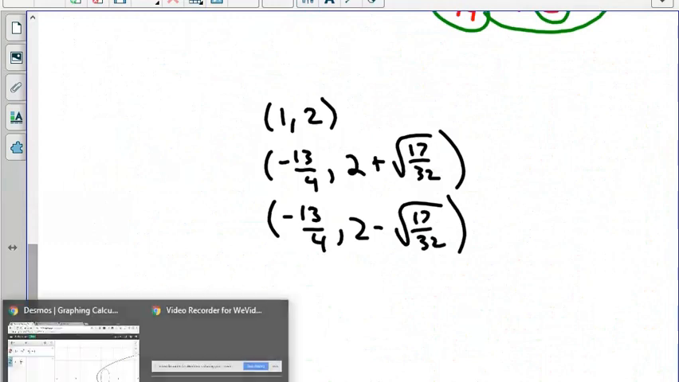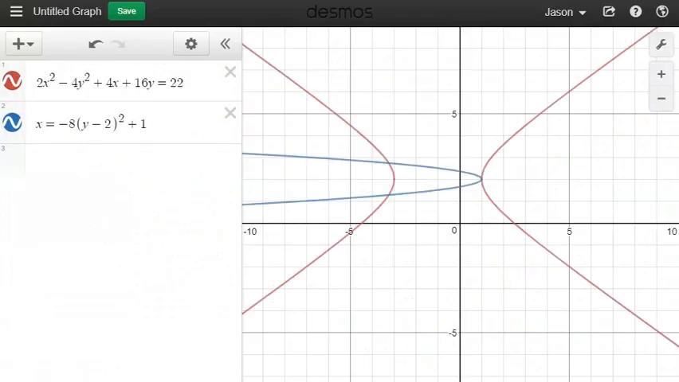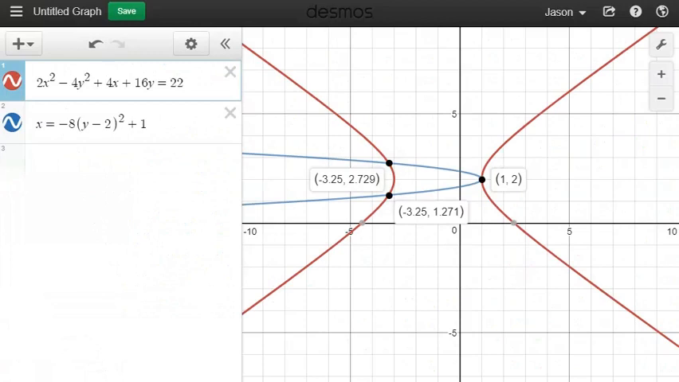When we go to Desmos and graph it, we end up with those three answers. So notice this is one of the cases where the parabola just barely intersects. It glances. It just touches that hyperbola part once, and then the other two kind of go on over there. So it's negative 13 fourths for the x, and then that nasty thing for the y.